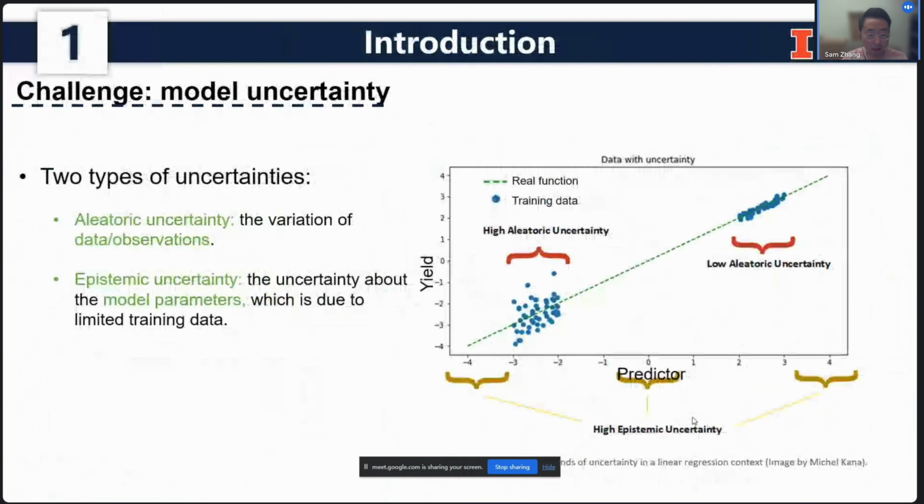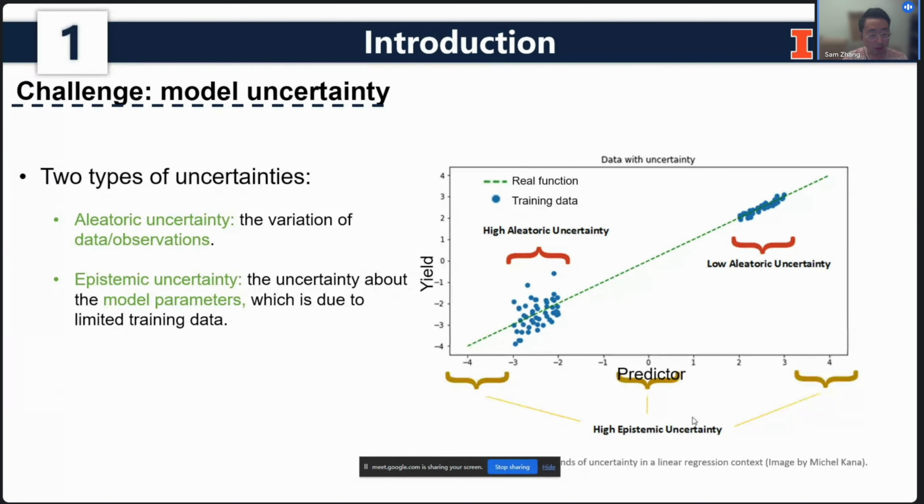Another challenge comes from the model uncertainties, because if you want to predict the crop yields, you want to make decisions based on those predictions. But usually different models are very different, and it is difficult to get the model uncertainties. If you don't know the uncertainties, there is a very high risk of making the wrong decision.